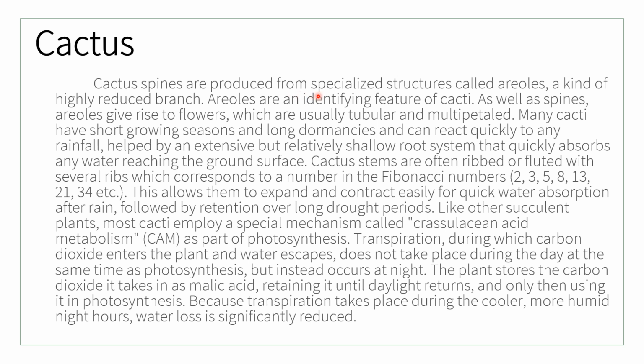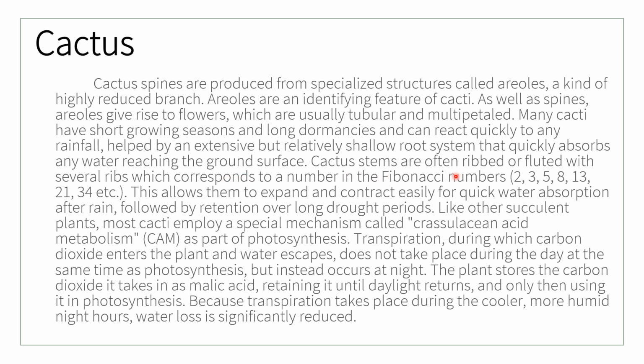Cactus spines are produced from specialized structures called areoles, a kind of highly reduced branch. Areoles are a defining feature of cacti, as well as spines. Areoles give rise to flowers, which are usually tubular and multi-petaled. Many cacti have short growing seasons and long dormancies and can react quickly to any rainfall, helped by an extensive but relatively shallow root system that quickly absorbs any water contained or reaching the ground surface.